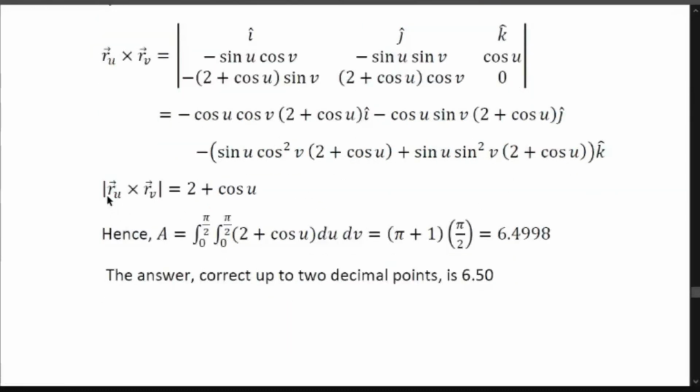So you are getting modulus of Ru cross Rv is equal to 2 plus cos u. Hence, A, the area, is given by the integral from 0 to pi by 2, 0 to pi by 2, of 2 plus cos u du dv, which by integrating you will get pi plus 1 times pi by 2, which is 6.4998 something. We have asked for the answer correct up to 2 decimal points. Now by approximating I will get 6.50.